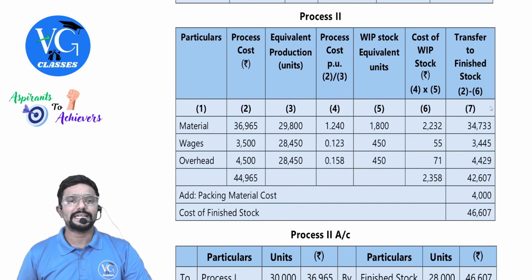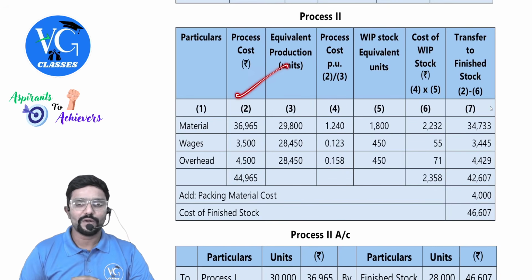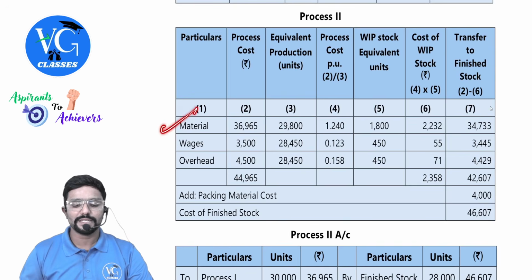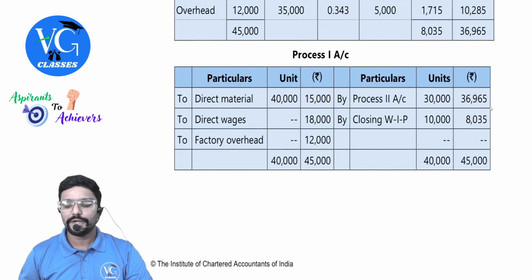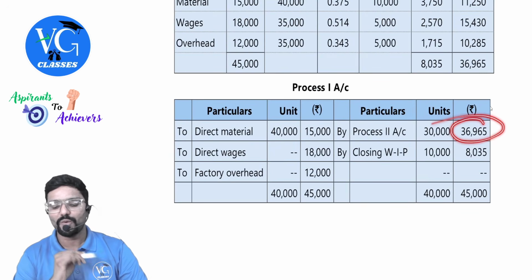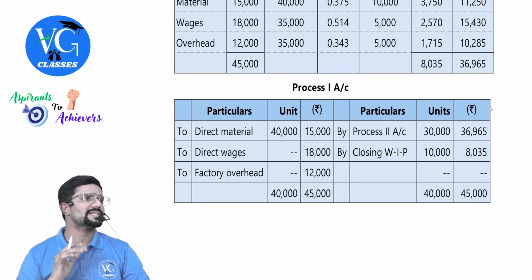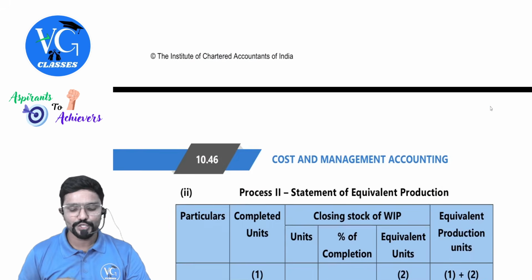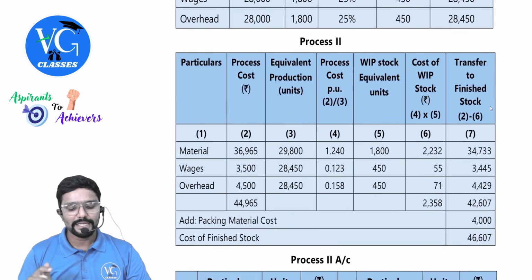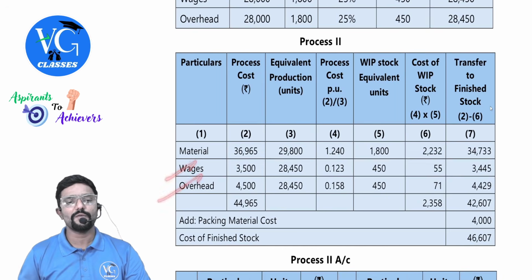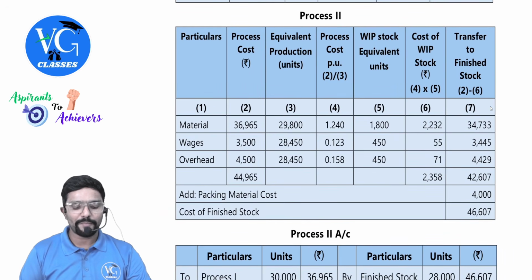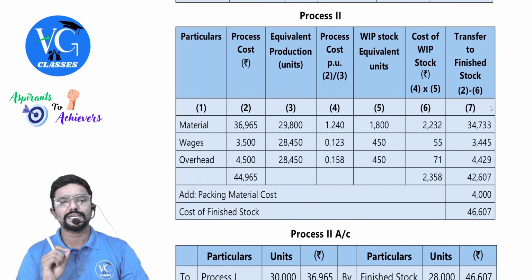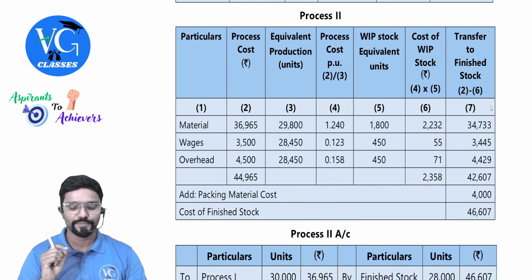Now coming to cost calculation. Take the process cost, whatever is the process cost. Material cost is nothing but the cost of input, guys. Whatever you would have transferred from process 1, that will become the material cost or input cost for process 2. Take that. Other than that, they have also incurred wages and overhead cost. Take it. Sir, what about packing? We will take it later because that is only for completed units, guys.